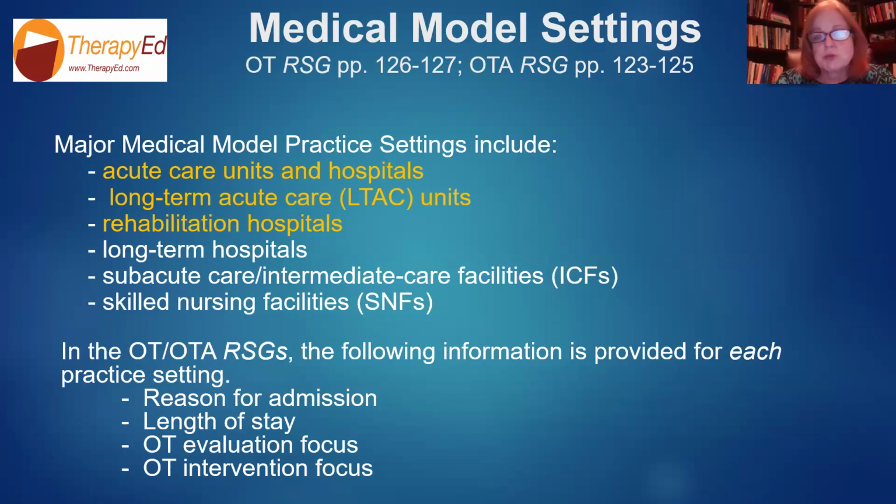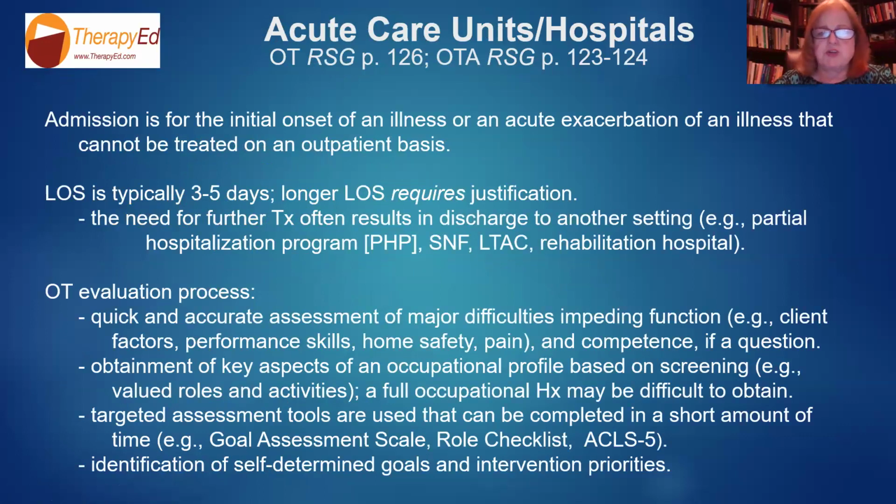So in the 10th edition, it's 126 to 127, OTA 123 to 125 is where the medical model settings start. And those include acute care units in hospital, long-term acute care, and rehab hospitals. These are the three I'll go into more detail, showing you this type of information. But for long-term care hospitals, subacute, intermediate facilities, and skilled nursing facilities, all of the settings in the textbooks are described as far as the reason for the person being admitted, what is the typical length of stay, what is the typical evaluation focus, what is the typical intervention focus. So that information is crammed into those 4 pages.